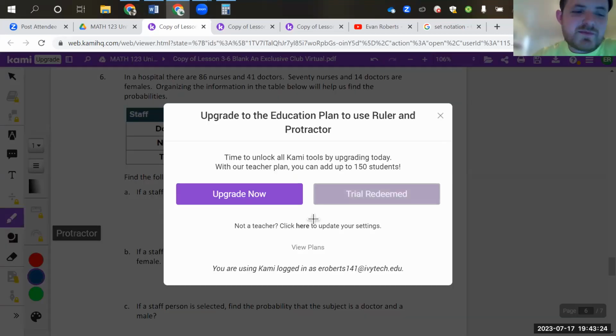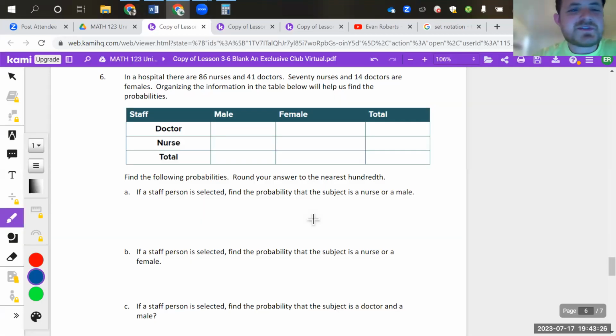Oh, they don't give me the protractor. What a bummer. Okay, so it says in the hospital, there's 86 nurses and 41 doctors. So I'm going to add that into the chart right now. So there's 86 nurses and 41 doctors in the total.